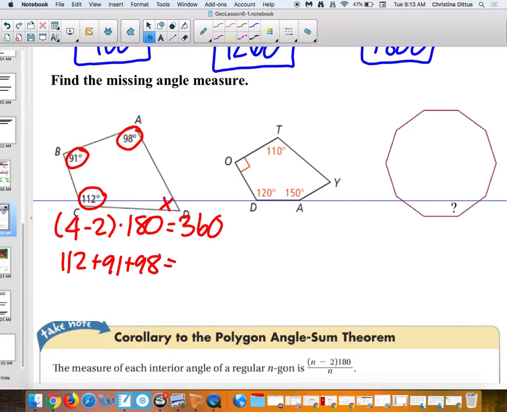301. So if I have a total of 360 degrees and I've got 301, what am I doing with these two numbers? 360 minus 301 is 59. 59 degrees left for that angle.